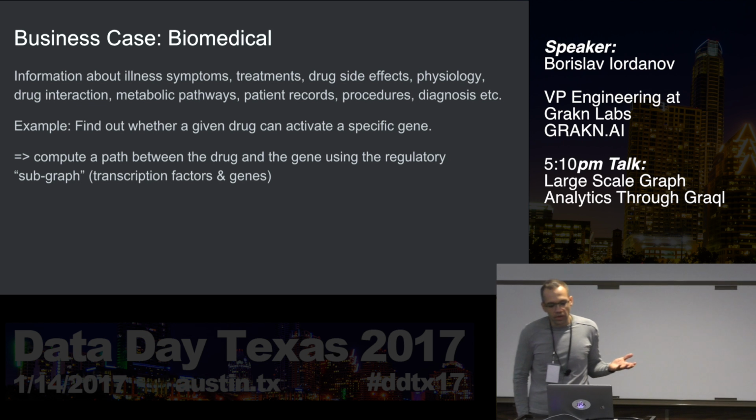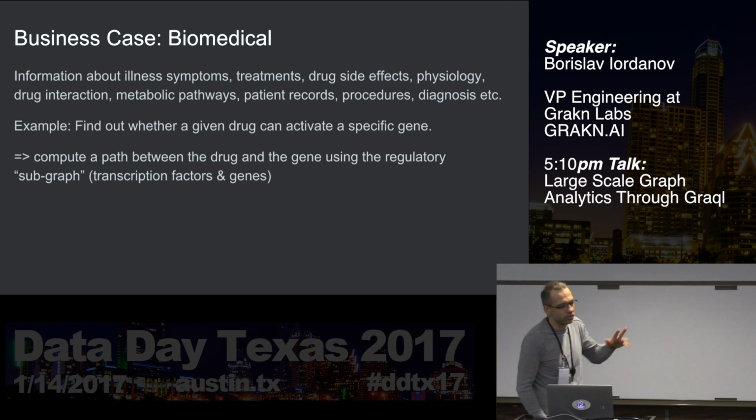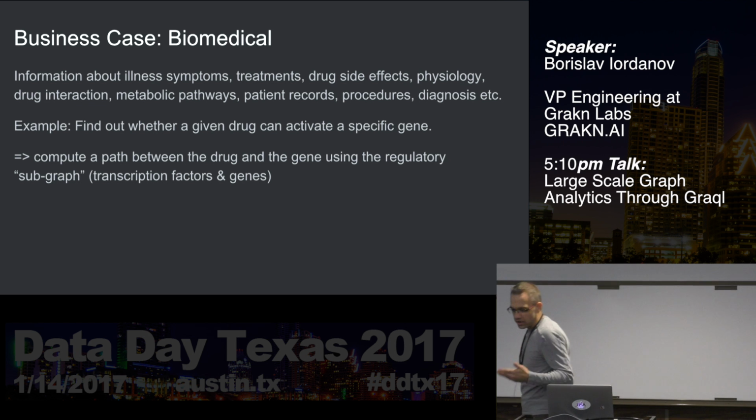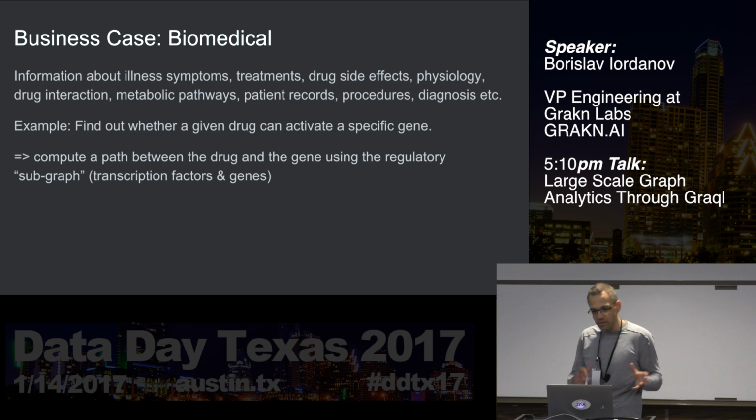So an example here could be that we want to find out whether a given drug can activate a specific gene. This is a path type of query where we could use a gene regulatory network with transcription factors, those types of proteins that activate genes. So we know what protein activates what gene, and when that gene gets activated, it manufactures a new protein which activates another gene, etc. We combine this with a metabolic pathway graph, and then we can figure out what chemical triggers what response. Those are the types of queries that are analytical in nature, and that we can compute with graph analytics.